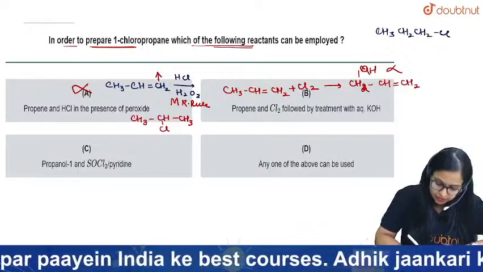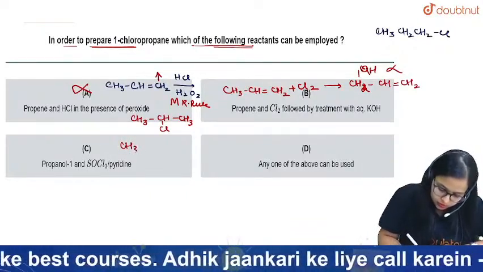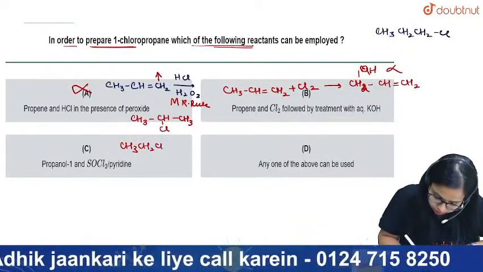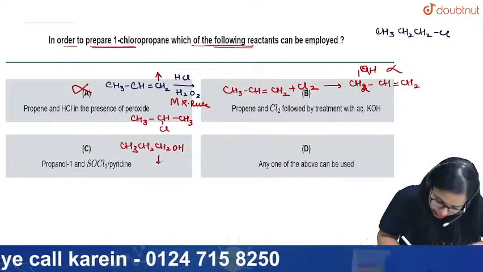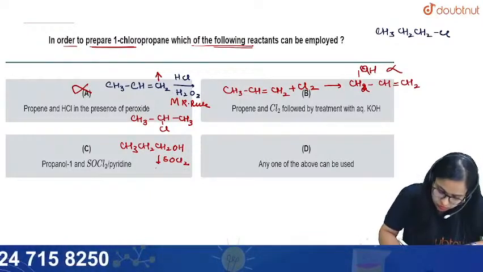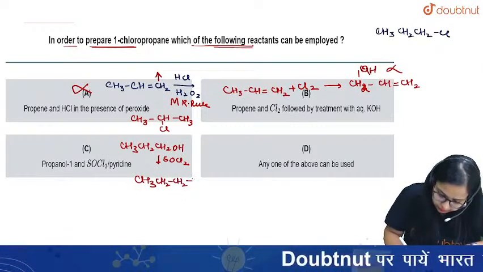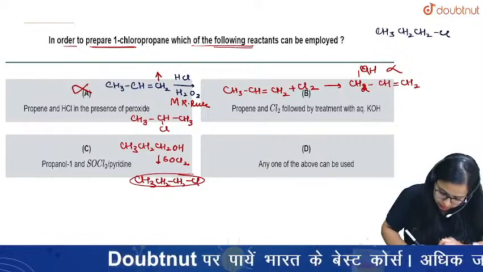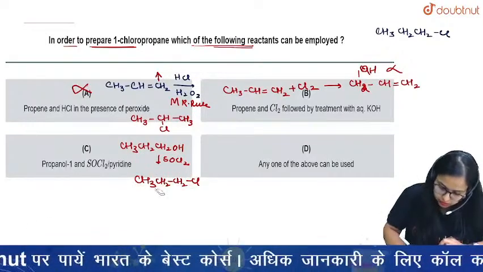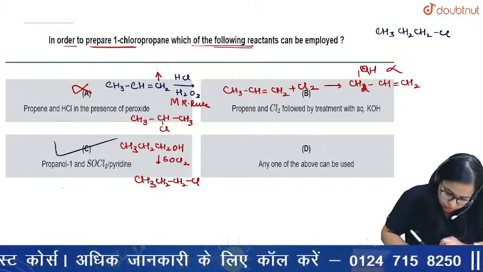But if we check this, propanol when treated with SOCl2, as we know, this is the Darzens process. OH is going to be substituted with Cl. You get 1-chloropropane as the major product, and this was the required product. So the correct option is option number C.